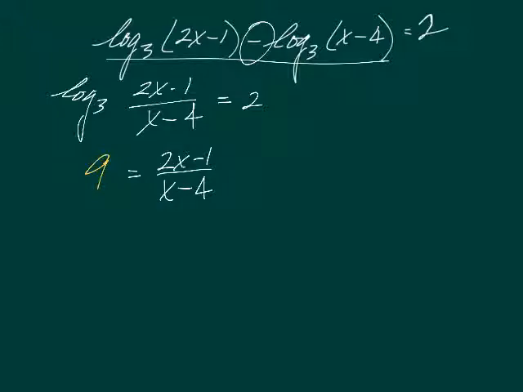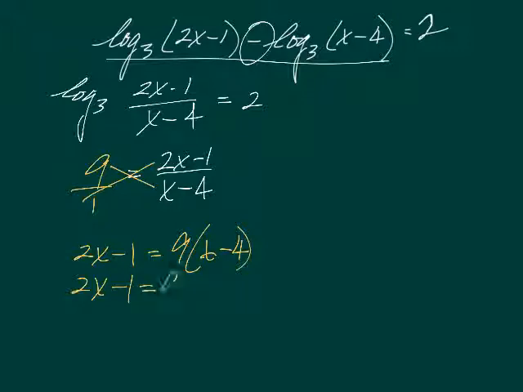Okay, and then we can just cross multiply. We can multiply this and then this by 9 over 1. So 2x minus 1 equals 9 times x minus 4, which gives me, okay, and I just keep going from there. I add 1 to both sides, and that goes away. I subtract 9x from here, and I get negative 7x equals negative 35. Therefore, my x is 5, and it works just fine.